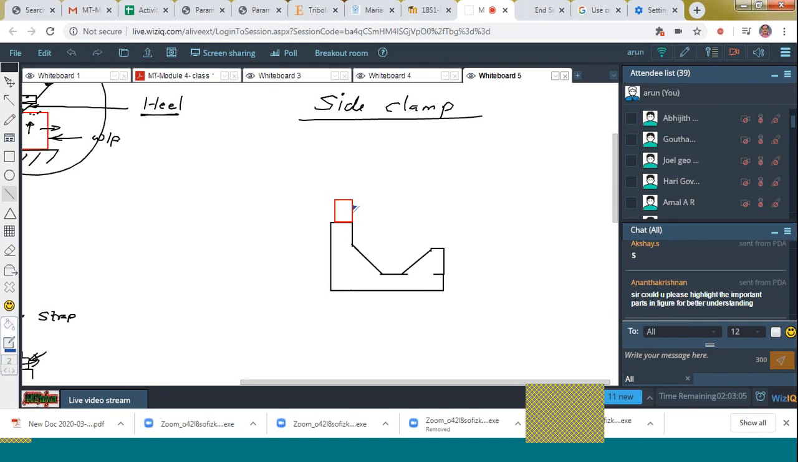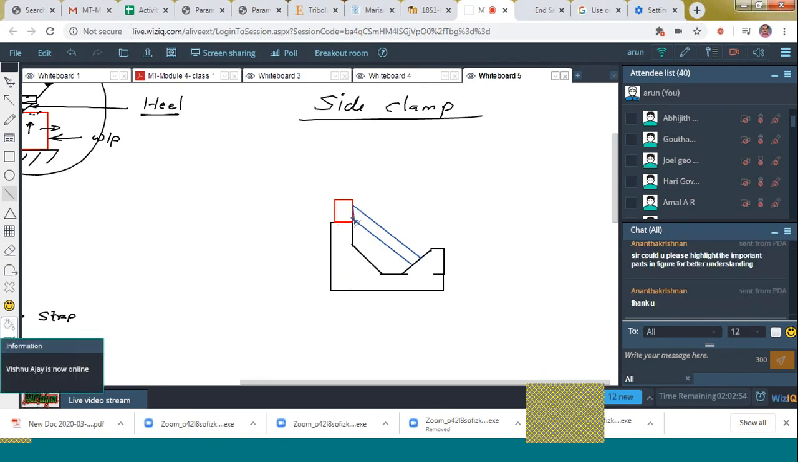Sure, Anand. Yes, you can see that. Like this, you meant like this, right? This is the clamp. And next is the nut. Hexagonal nut. In this case also hexagonal nut is also here.